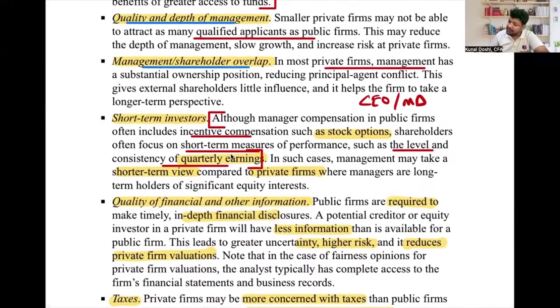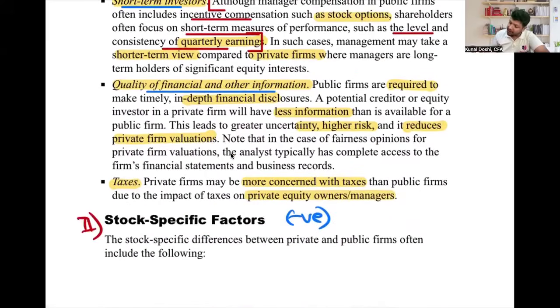One advantage you have in private companies is that investors have a long-term vision because they don't have to report to the shareholders. So this is a positive point, correct? The quality of financial and other information is less transparent, but the advantage is that you don't have to constantly be reporting. So that saves your time and cost. Correct? Taxes: private companies are more concerned with tax savings compared to the public companies. These are all company specific factors.